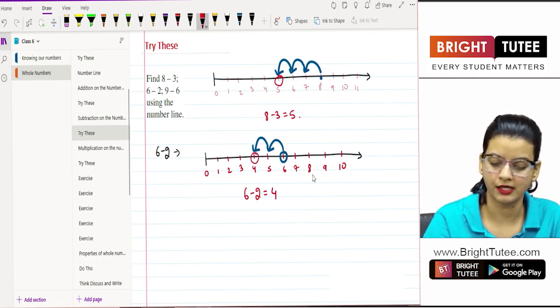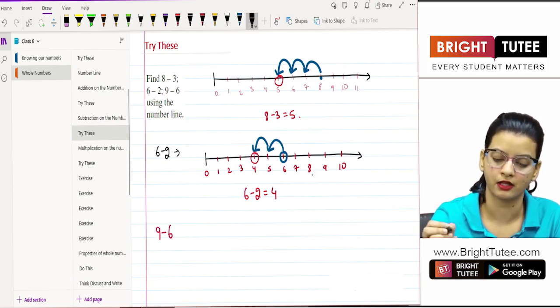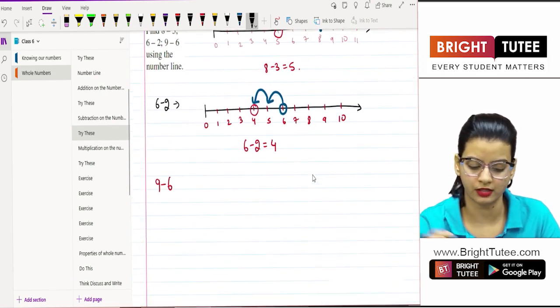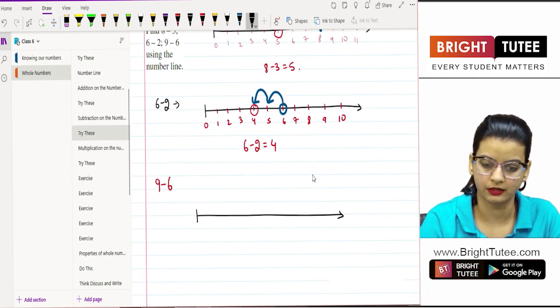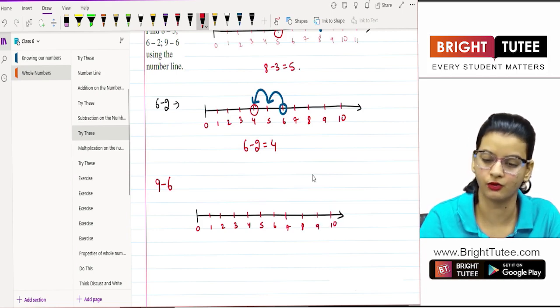Okay. The last difference that I have to calculate is 9 minus 6. So let's draw the number line once again. Okay. So I have got 9 minus 6. Now let's start marking the numbers. So I've got 0, 1, 2, 3, 4, 5, 6, 7, 8, 9, 10 and so on.